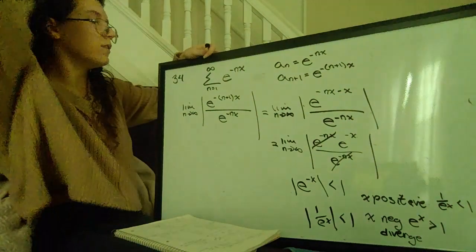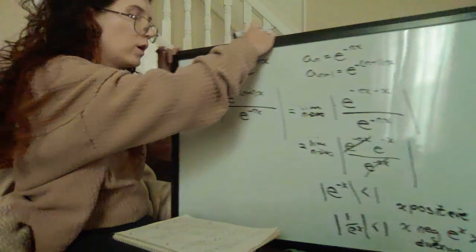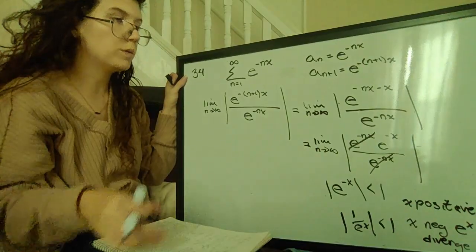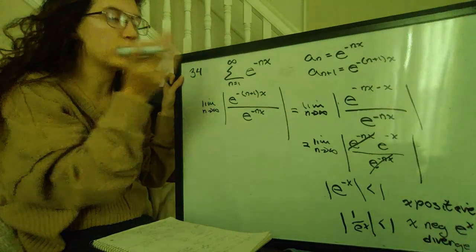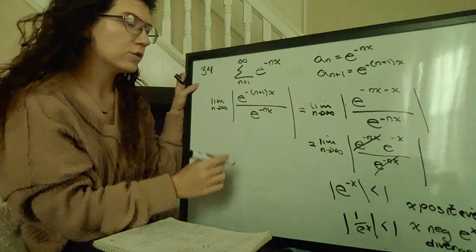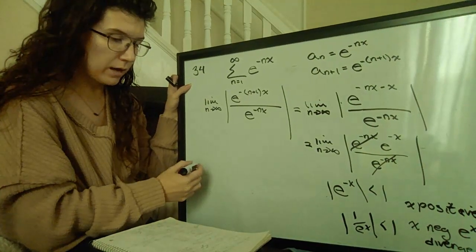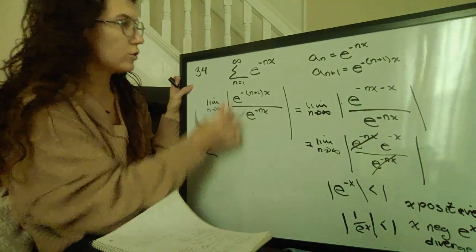So now I think we just need to know what it is when x equals 0, because we know what happens when x is positive. We know what happens when x is negative. So now we need to figure out what happens when x equals 0. So then we have, just plug this in.